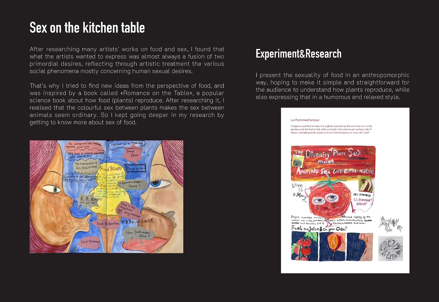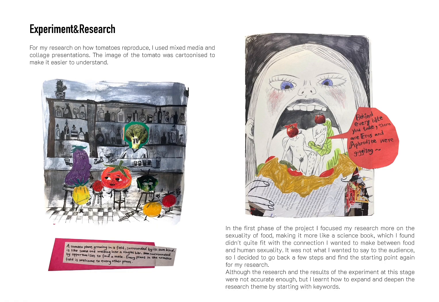I present the sexuality of food in an anthropomorphic way, hoping to make it simple and straightforward for the audience to understand how plants reproduce, while also expressing that in a humorous and relaxed style. For my research on how tomatoes reproduce, I used mixed media and collage presentations. The image of the tomato was cartoonized to make it easier to understand.